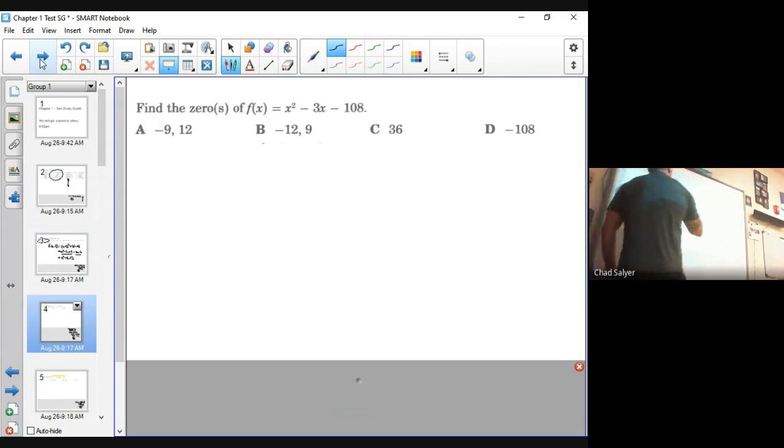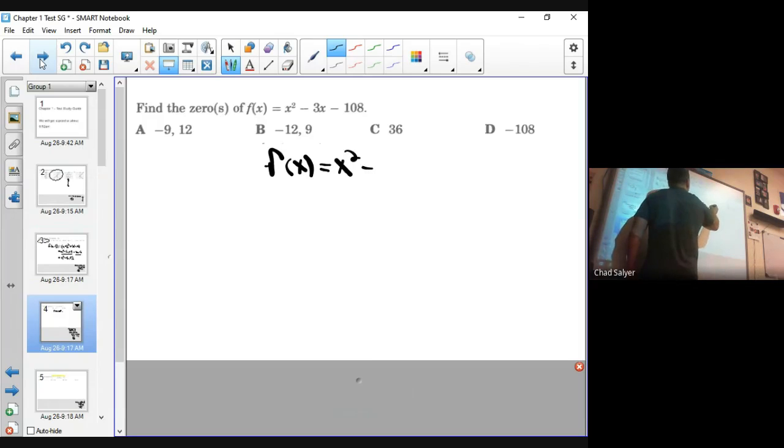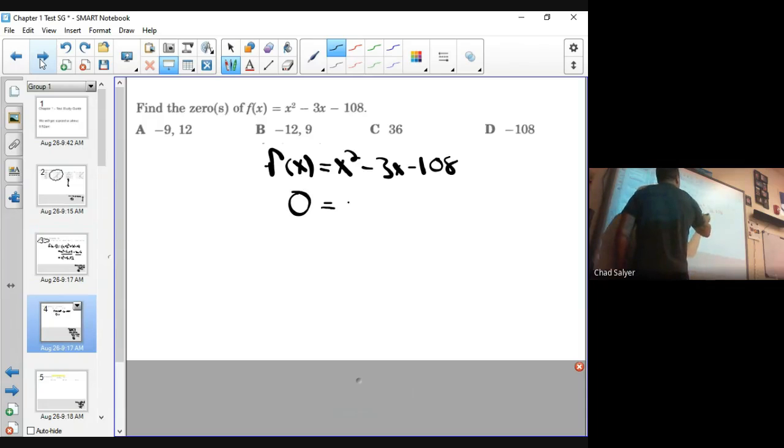Problem 3, find the zeros of this function. When we want to find the zeros of a function, we're going to set f of x equal to 0, and then we're going to see what x's make that true.